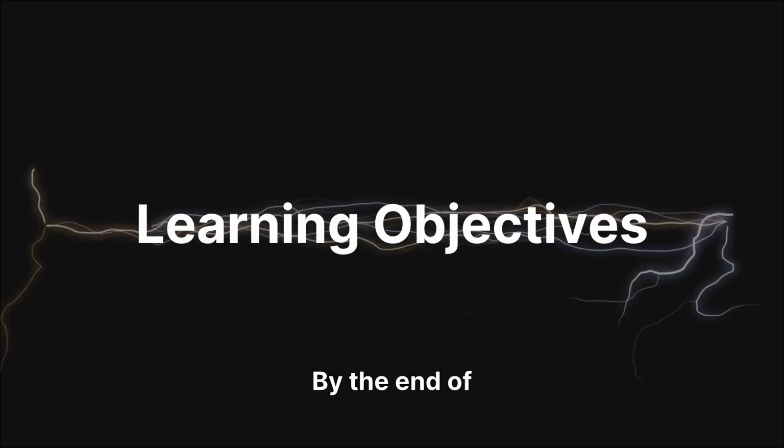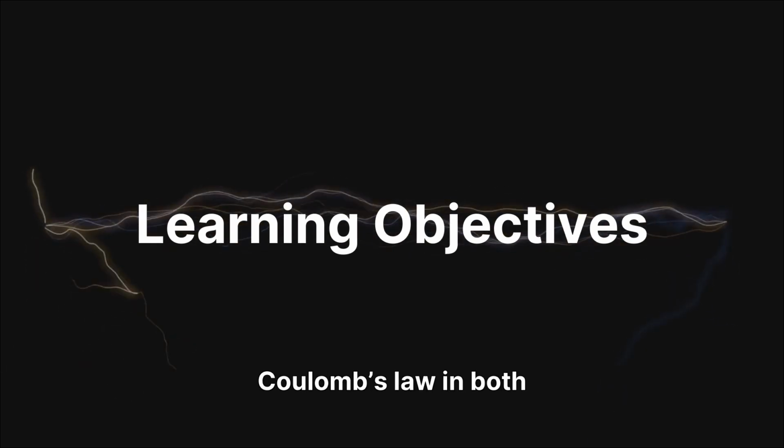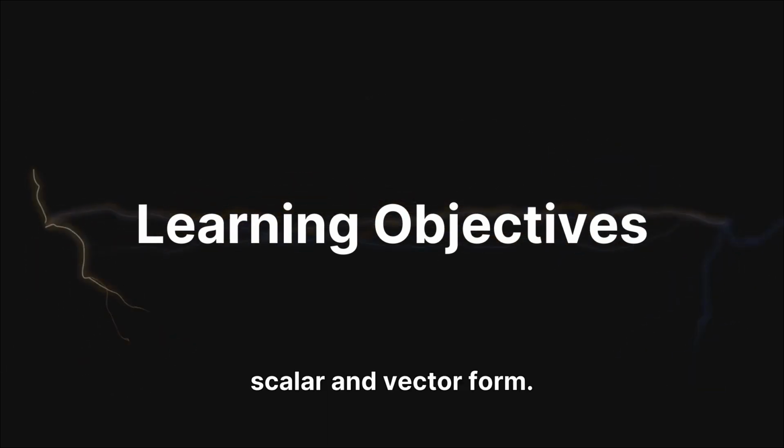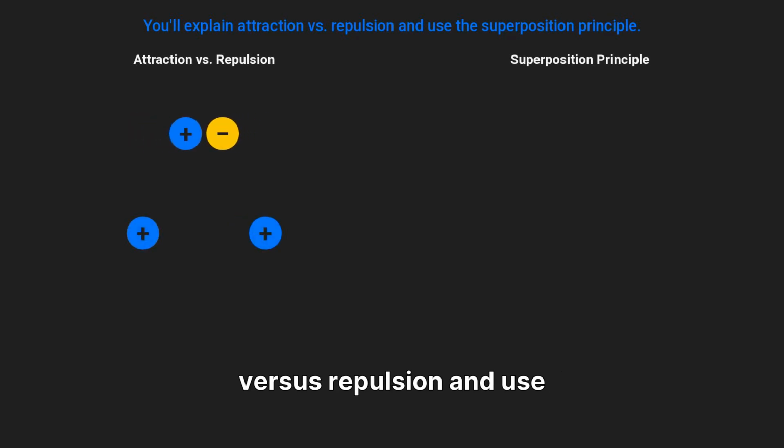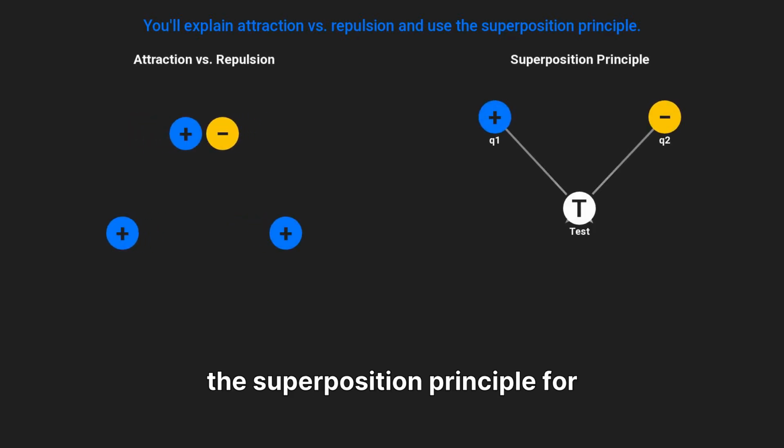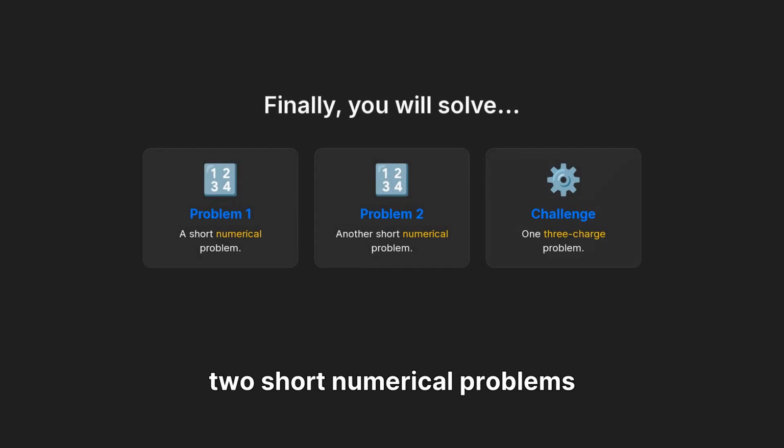By the end of this lecture, you will be able to state Coulomb's law in both scalar and vector form. You will also calculate the magnitude and direction of the force between two point charges. Furthermore, you'll explain attraction versus repulsion and use the superposition principle for multiple charges. Finally, you will solve two short numerical problems and one three charge problem.